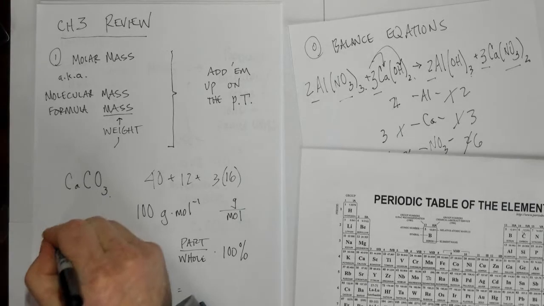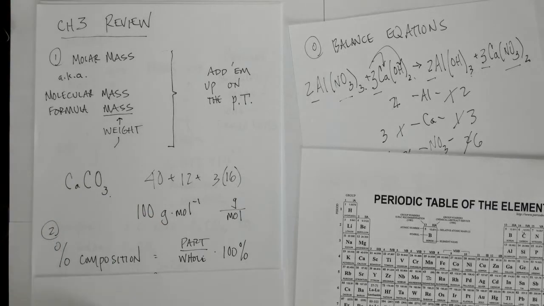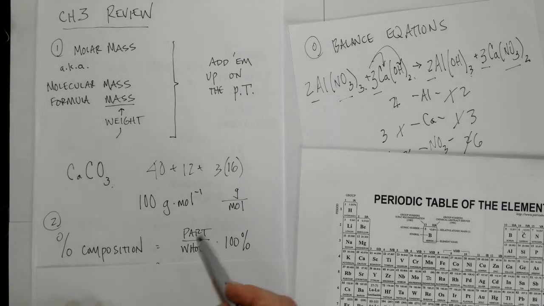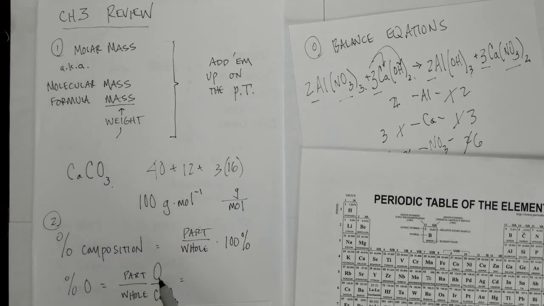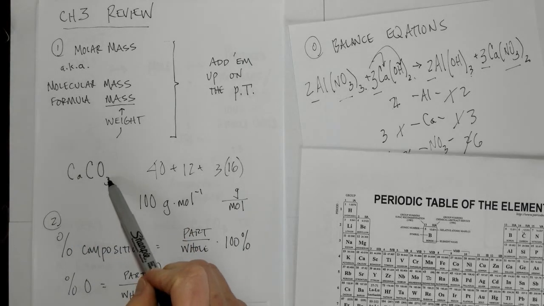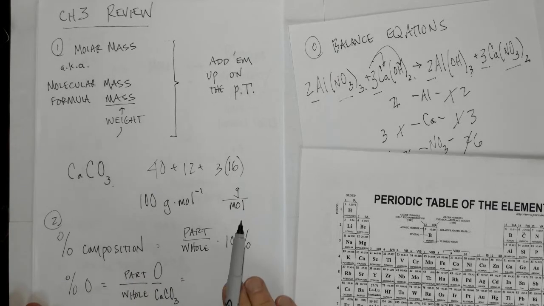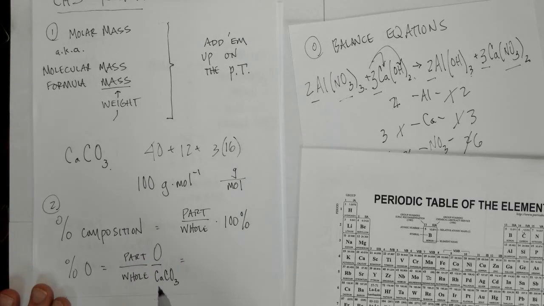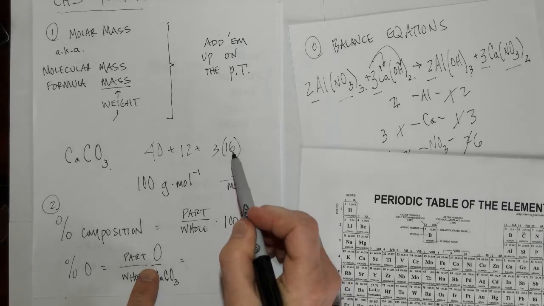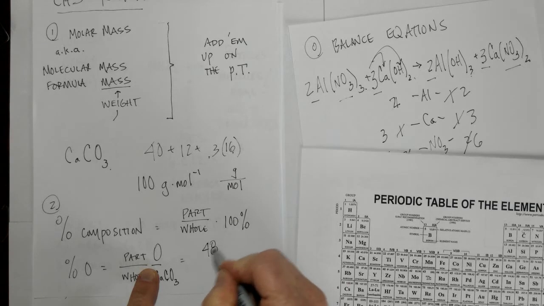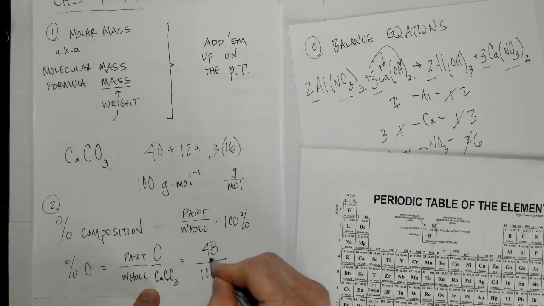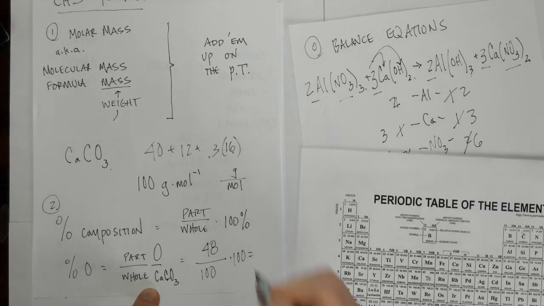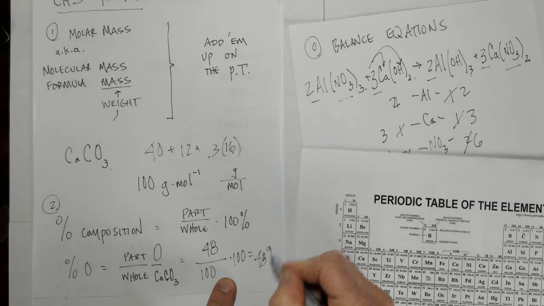Number 2, percentage composition. Percentage composition of a substance is always part divided by whole times 100%. So let's find the percentage composition of oxygen in calcium carbonate. To find the percentage of oxygen in the calcium carbonate, we take the part that's oxygen and divide it by the whole thing, and then we'll multiply it by 100. So what's the part? Well, 16 times 3, or 48, right? And then we divide it by the whole thing, which we just added up, which was 100. 48 divided by 100 times 100 is, well, it's 48% oxygen.